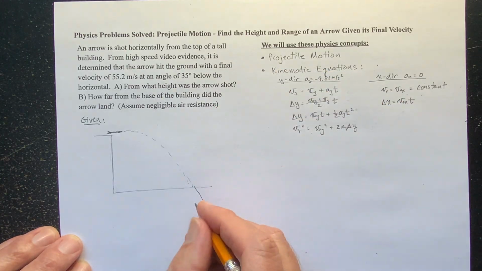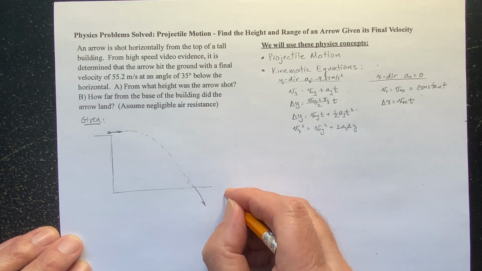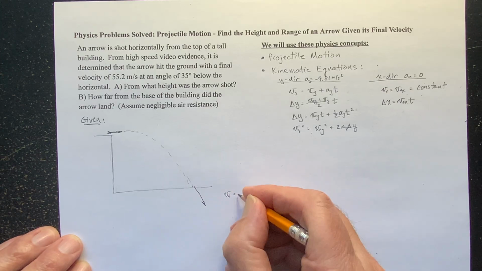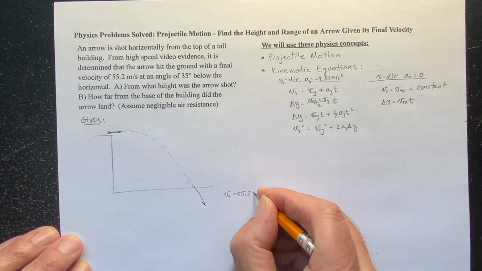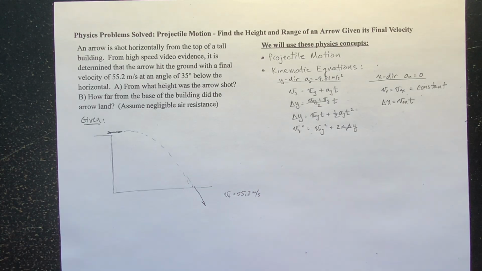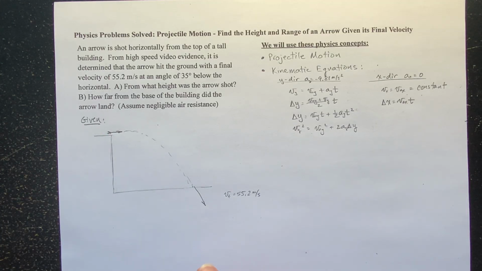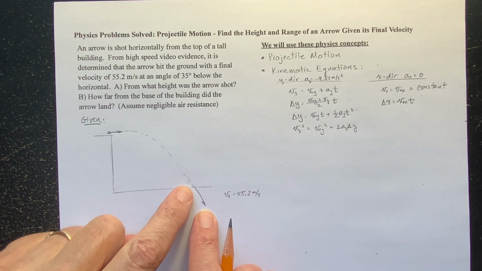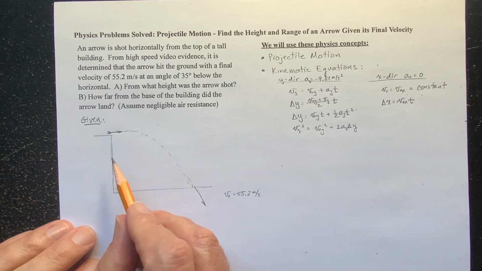And now this is the final velocity, and I didn't draw this particularly well, but the final velocity is 55.2 meters per second. Now somebody may be saying, hey, isn't it zero? I mean, it's stuck into the ground. No, in projectile motion, this final velocity is the velocity of this arrow just before it made contact with the ground. So don't say it's zero. That doesn't make any sense anyway. You can't solve any problems with that.